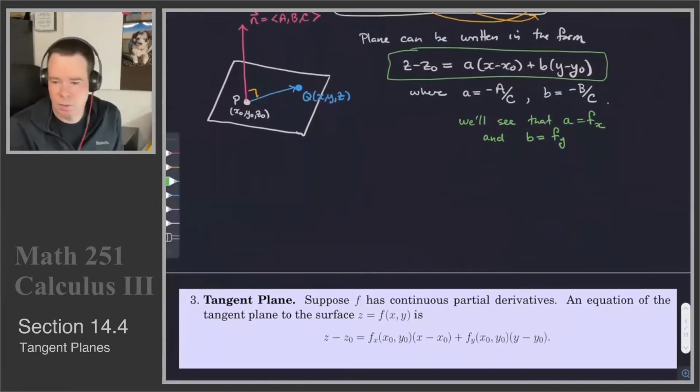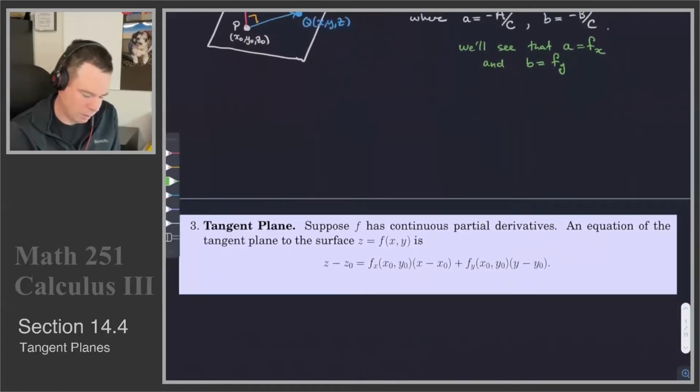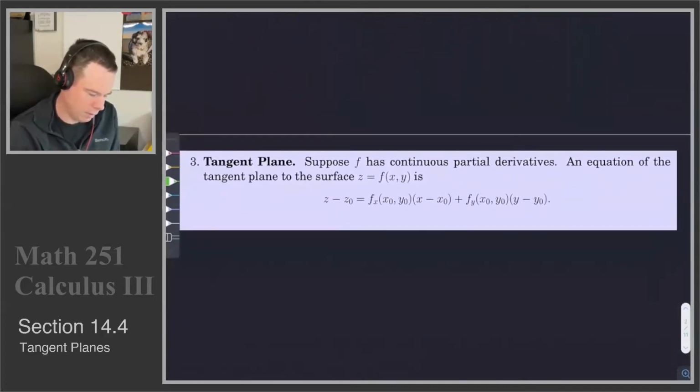So that brings us to our definition of the tangent plane. Suppose that f has continuous partial derivatives. An equation of the tangent plane to the surface z equals f of x, y, is z minus z naught is equal to the x partial times x minus x naught plus the y partial times y minus y naught. So I still have to justify this. I still have to show you that the little a and the little b from the equation above are actually the partial derivatives. But that's what this theorem is telling us. So let's go ahead and see why that's the case.